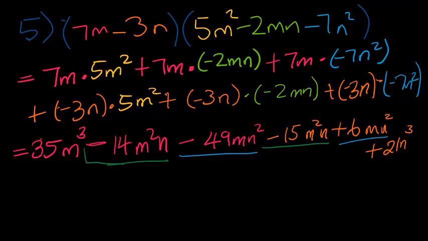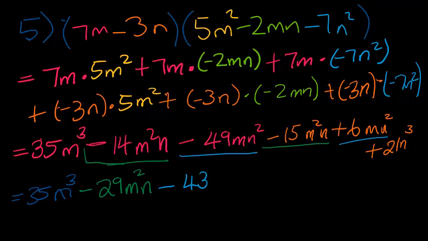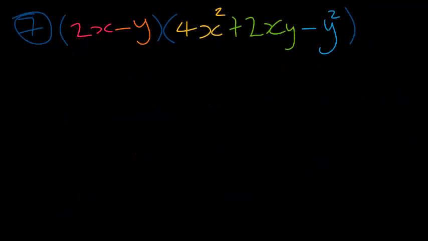So this answer then becomes 35m cubed, minus 14 minus 15 is going to be minus 29m squared n, minus 49 plus 6 is going to be minus 43mn squared, and my last term is going to be plus 21n cubed. That's my final answer. Question 7, 2x minus y multiplied by 4x squared plus 2xy minus y squared.